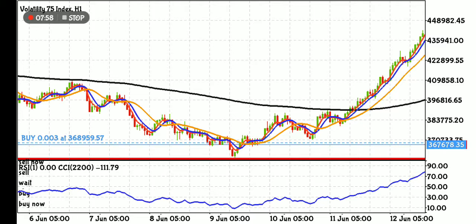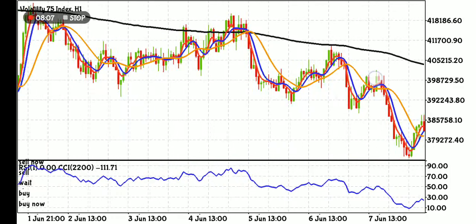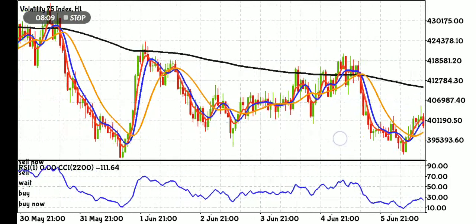Sorry, the CCI touched 10, which is a buy, and you can see it rolled up to our 200 EMA. So we can go on and on and on.